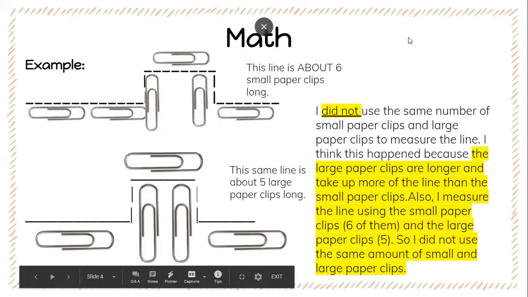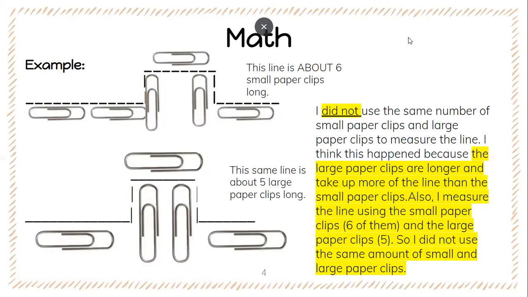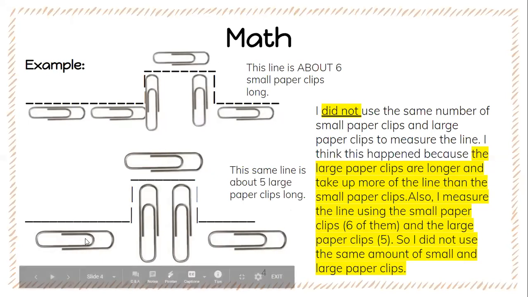So, for example, I know that my lines are different than your lines that you have on your packet, but line 1, this is about 6 small paper clips long, and this is about 5 large paper clips long. So my explanation is a little long. Yours does not need to be that long, but these are all ways that you could do it.